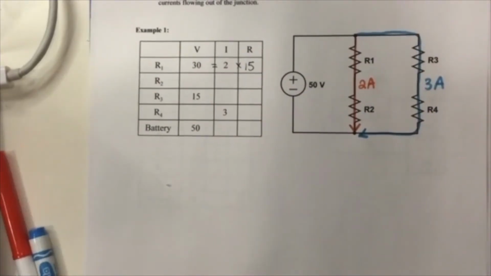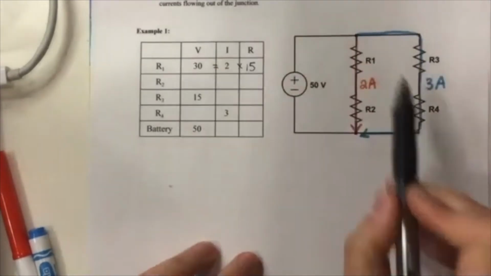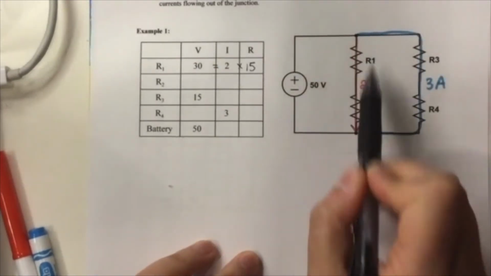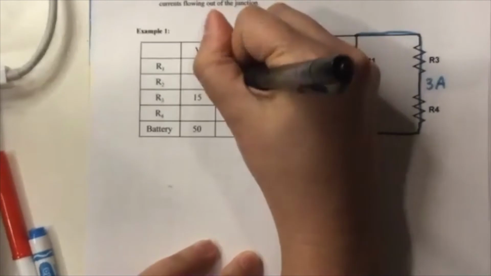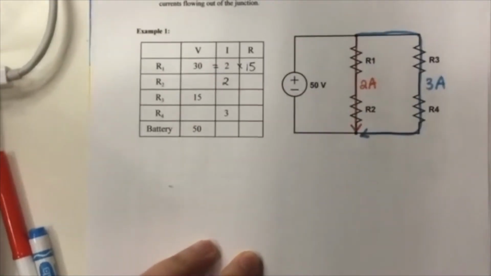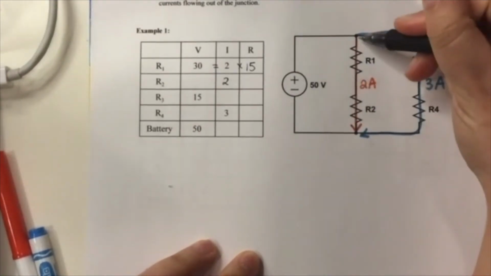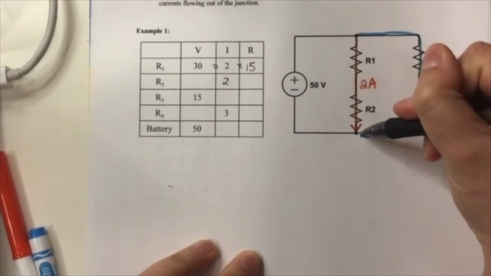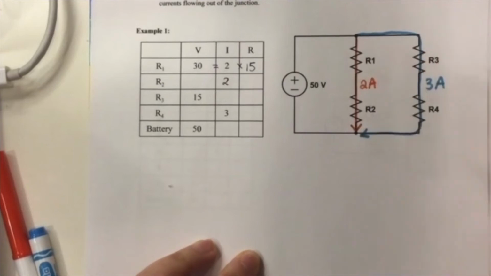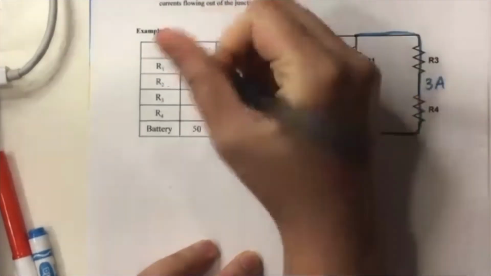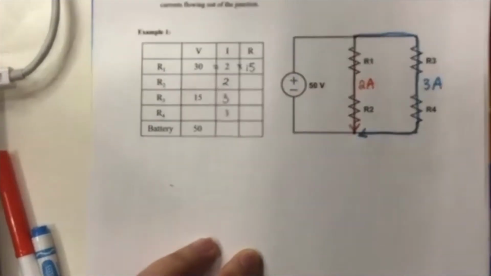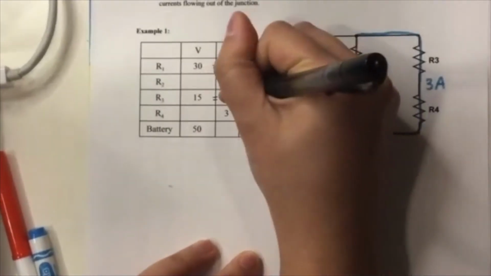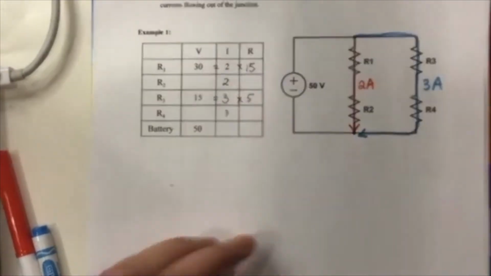This finds us currents. I know R1 and R2 both have 2 amps of current flow. And I know they're both 2 because let's say 2 electrons go through R1, those same 2 electrons go through R2. Similarly, these must both have 3 amps, and that buys us more information. We can solve Ohm's law across this way.